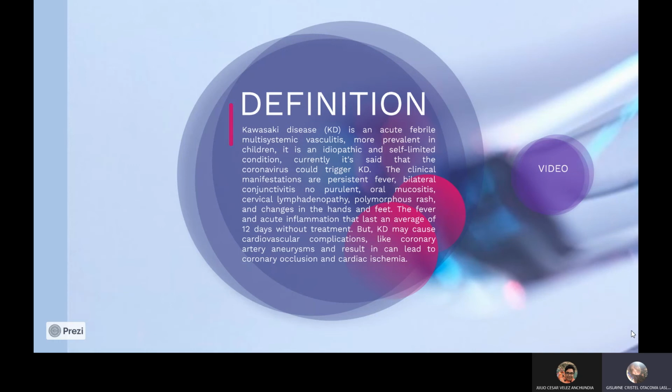The clinical manifestations are persistent fever, bilateral non-purulent conjunctivitis, oral mucositis, cervical lymphadenopathy, polymorphous rash, and changes in the hands and feet. The fever and acute inflammation last an average of 12 days without treatment. But Kawasaki disease may cause cardiovascular complications like coronary artery aneurysms and can lead to coronary occlusion and cardiac ischemia.